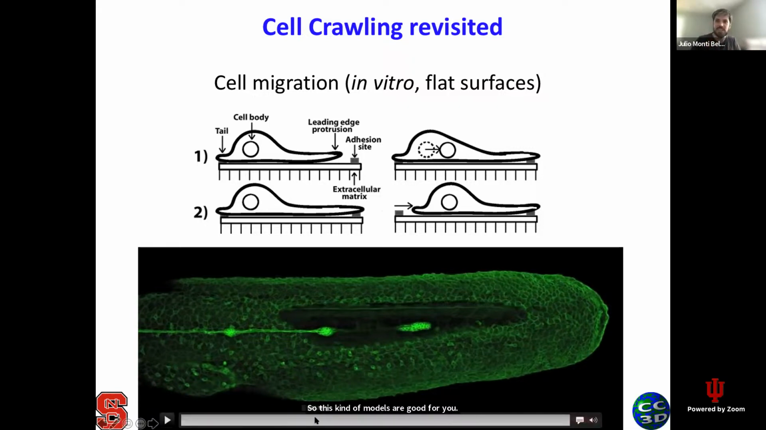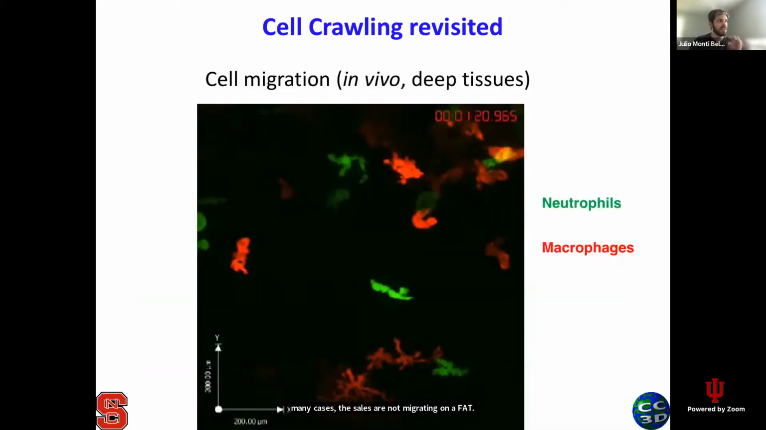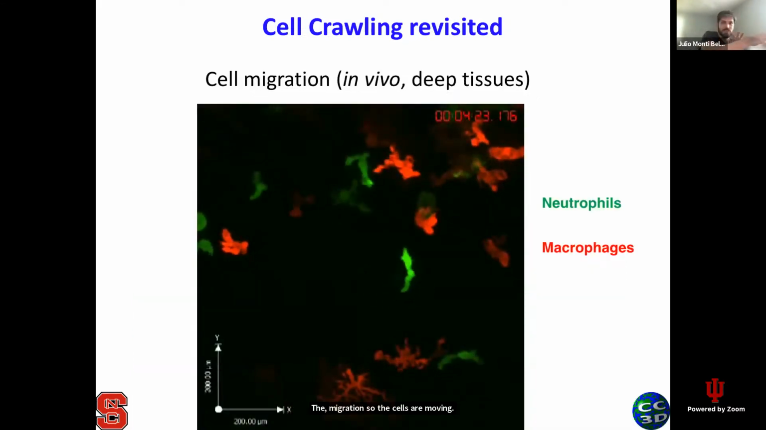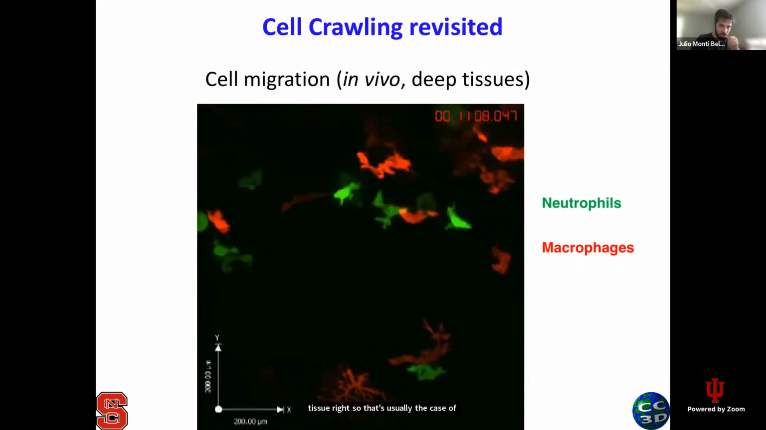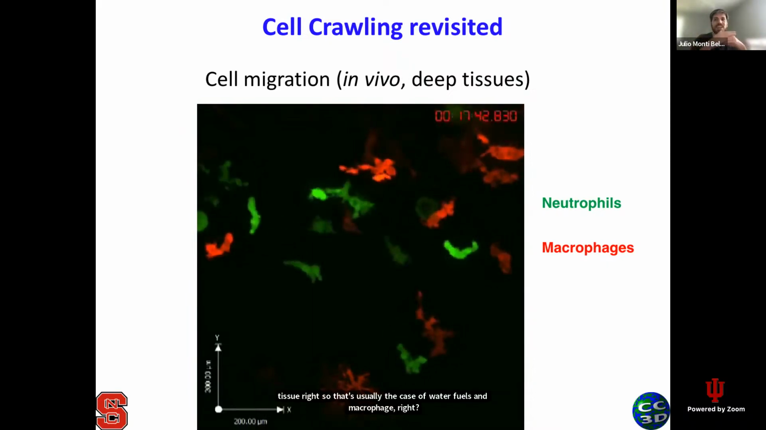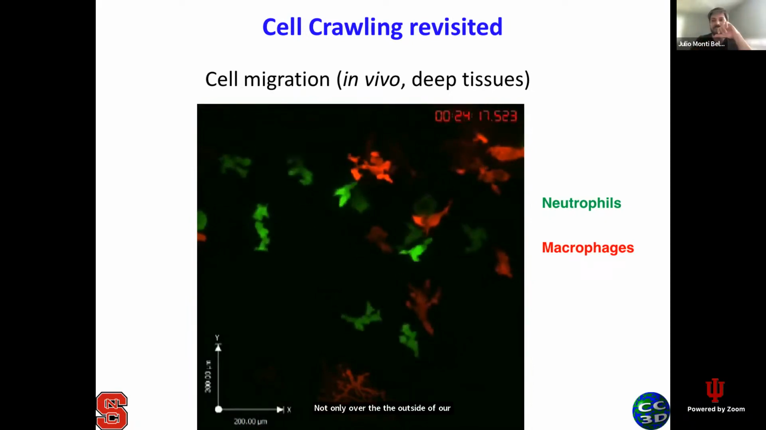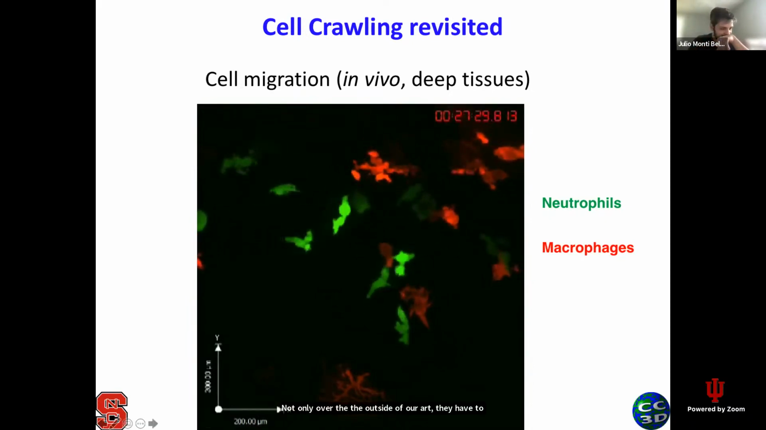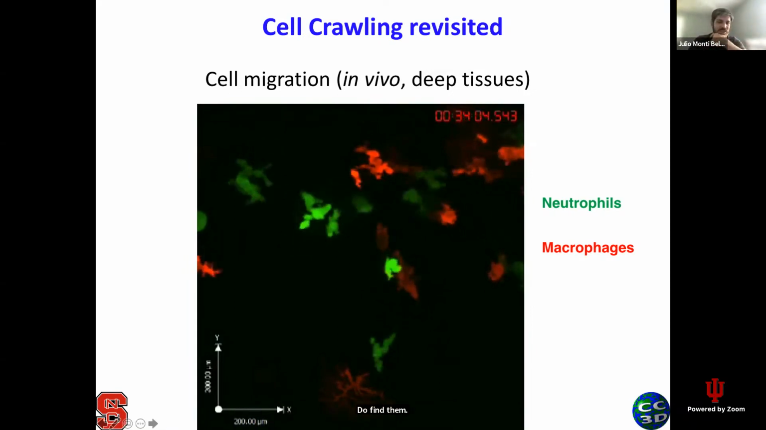However, in many cases, the cells are not migrating on a flat substrate. The cells are migrating inside the tissue, deep tissue migration. So the cells are moving between the tissue, right? That's usually the case for neutrophils and macrophages, right? Your immune cells have to migrate not only over the outside of our organs, they have to go inside your organs, right? To find whatever is causing damage to your body.